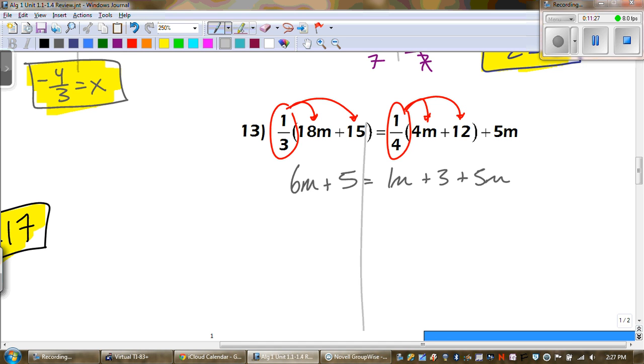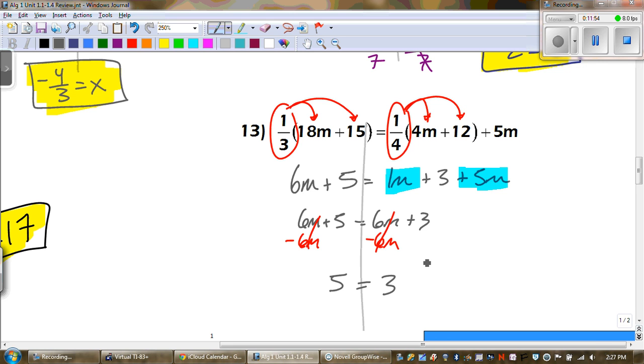Okay. So now on the right side, we can combine our like terms. And we get 6m plus 5 equals 6m plus 3. All right, the next step would be to get your variables to one side. So I'm moving the smaller one, but they're both the same. And when we do that, we get 5 equals 3. Does 5 equal 3? Hopefully you're saying, no, Mr. Grice, it doesn't. Okay, so what that means is our answer here is no solution.